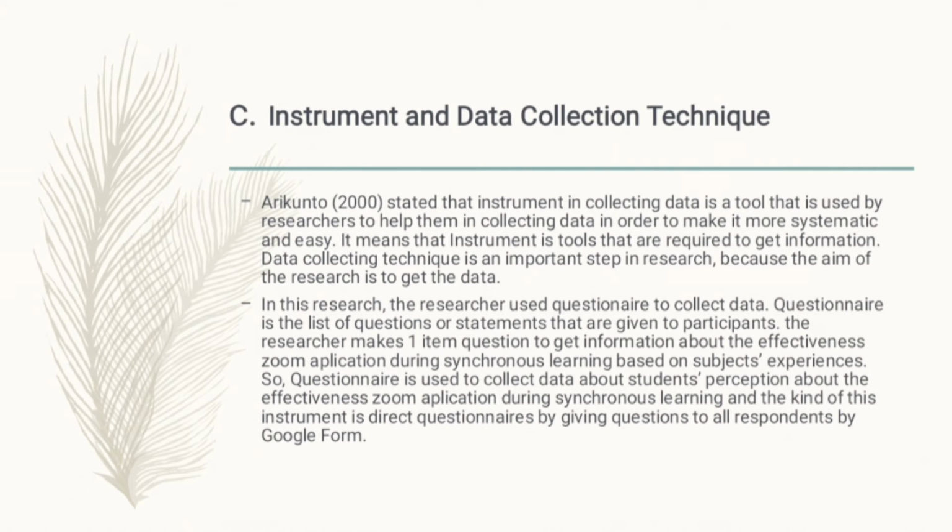C. Instrument and data collection technique. Arikunto stated that an instrument in collecting data is a tool that is used by researchers to help them in collecting data in order to make it more systematic and easy. It means that an instrument is a tool that is required to get information. Data collecting technique is an important step in research because the aim of the research is to get the data. In this research, the researchers use a questionnaire to collect data.